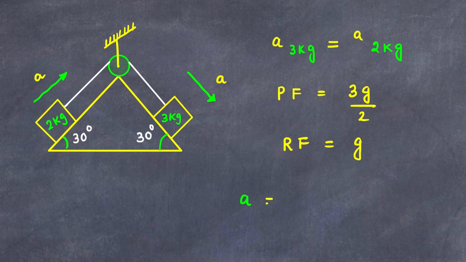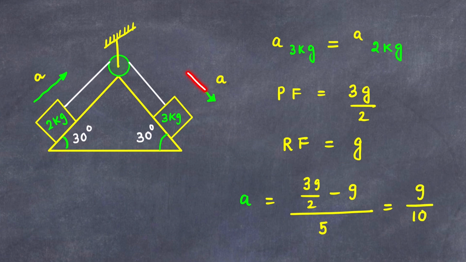So what will be the acceleration? Acceleration will be pulling force minus resisting force divided by total mass. Now what is pulling force? That is your 3g by 2 minus resisting force. The resisting force over here will be g, divided by the total mass. Over here you can see that there is a 3 kg block and there is a 2 kg block, so the total mass will be 3 plus 2, that means 5. So from here the acceleration comes out to be g by 10. So the 3 kg block will move downward with an acceleration of g by 10 and the 2 kg block will actually move upward with an acceleration of g by 10.